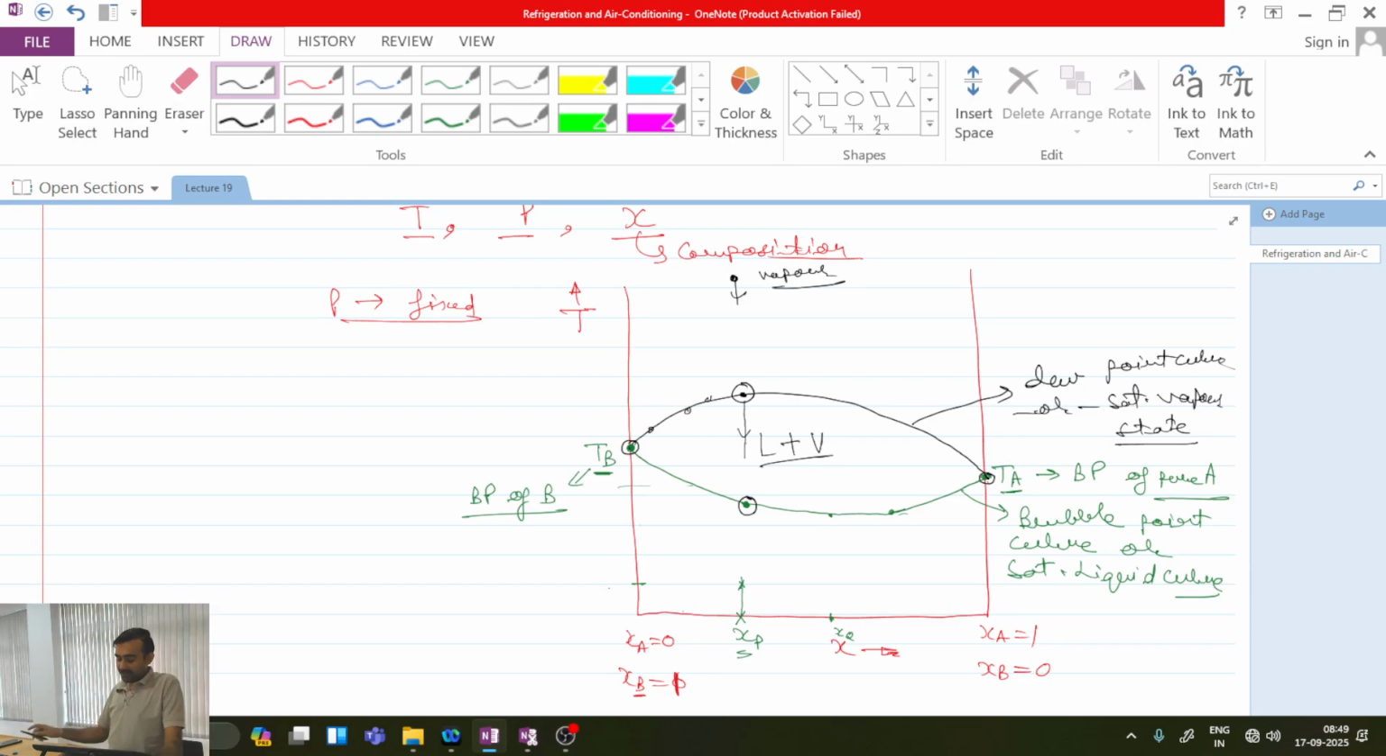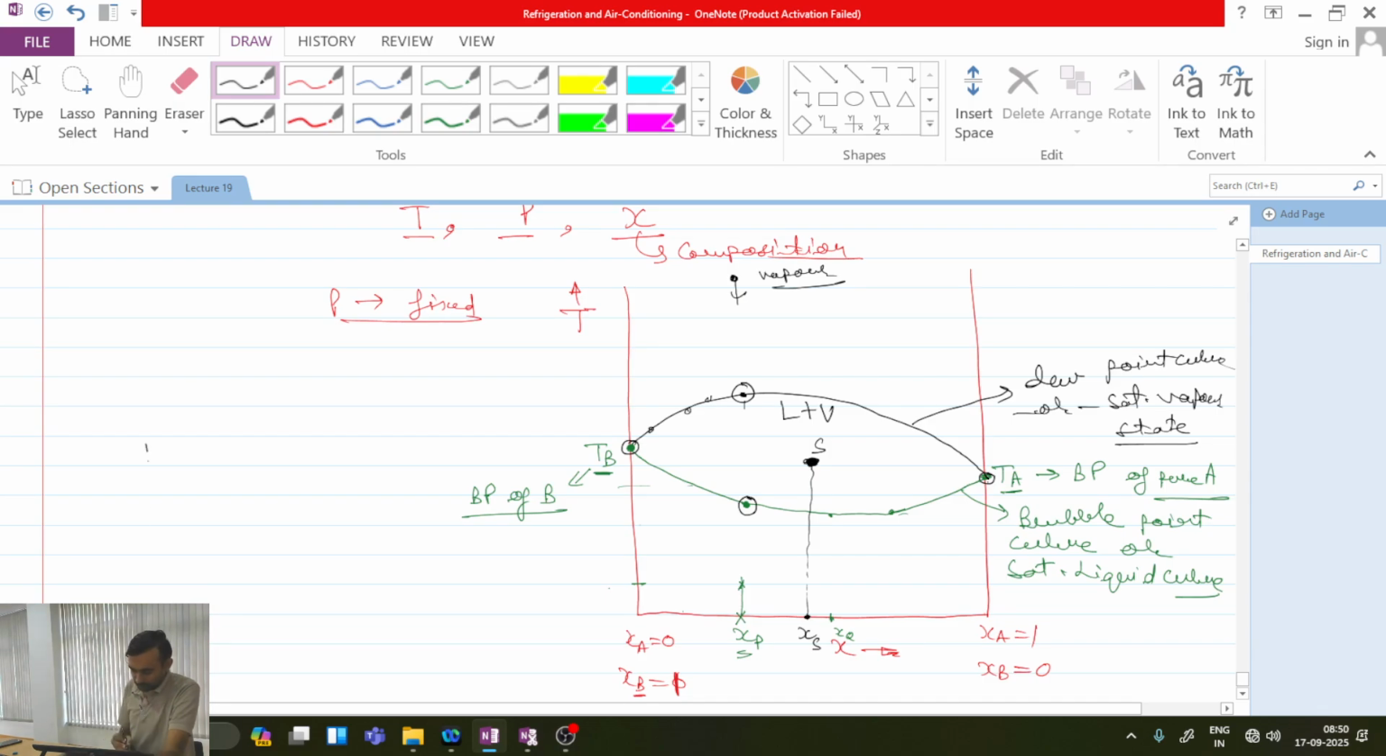Now the third very important thing we will be formulating from this particular curve. Say at any arbitrary composition XS, I am at some point S over here. Now what will I be having at this point? At this point I will be having a mixture of liquid and vapor. Is this one clear? At this point I will be having a mixture of liquid and vapor.